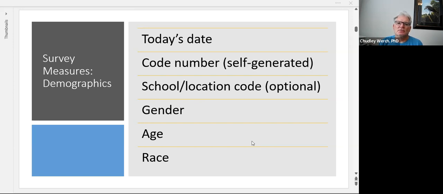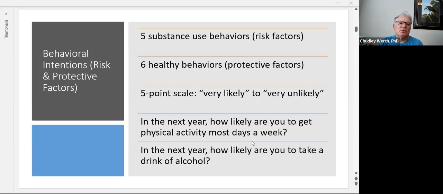But these are some of the others as well. Now, here are the actual risk and protective factors. One of the risk and protective factors is called behavioral intentions. Behavioral intentions are the most predictive measure that we know of scientifically for assessing future behavior.